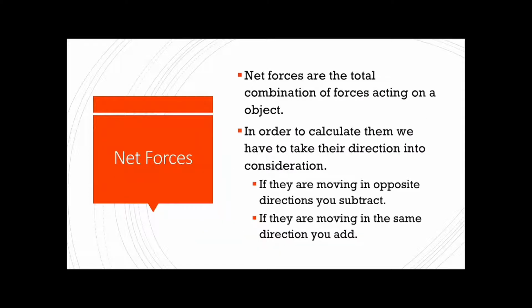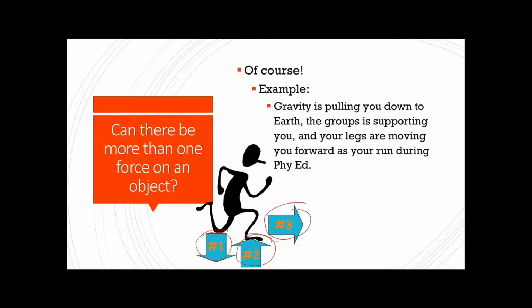So net forces. When we talk about there being more than one force acting on something, we're generally talking about the net force when we calculate it. The net force is the total combination of forces that are acting on the object. So for the running example, the net force would be figuring out the total force acting on the object between forces 1, 2, and 3.